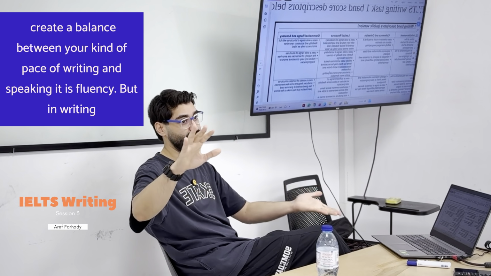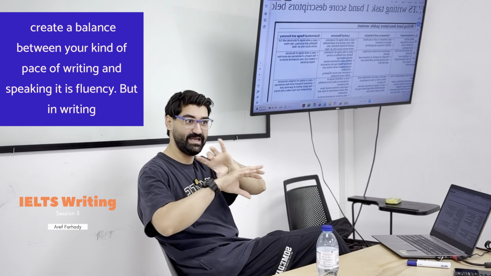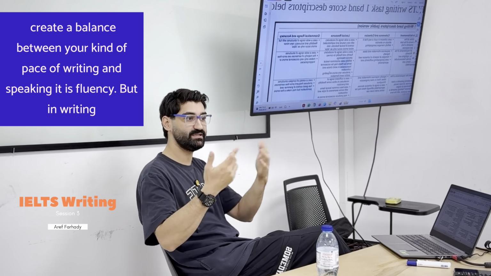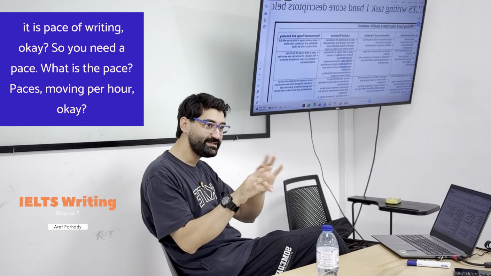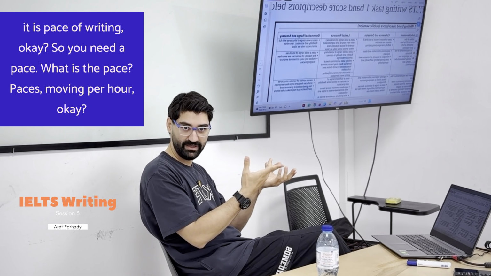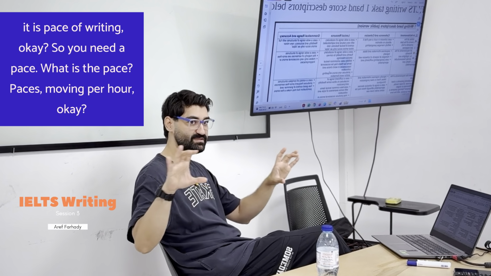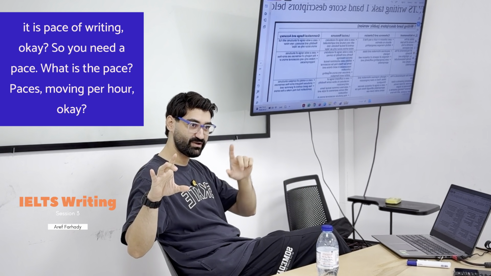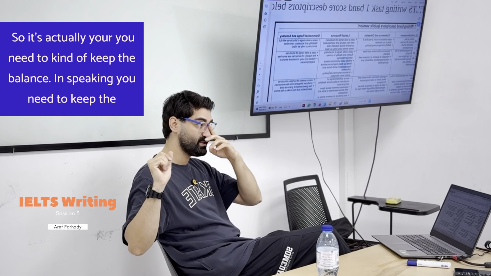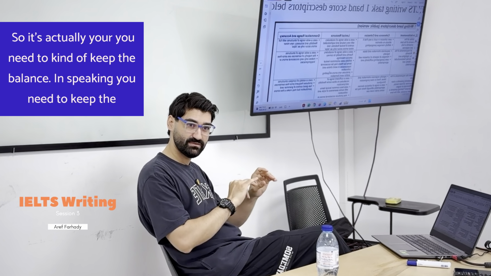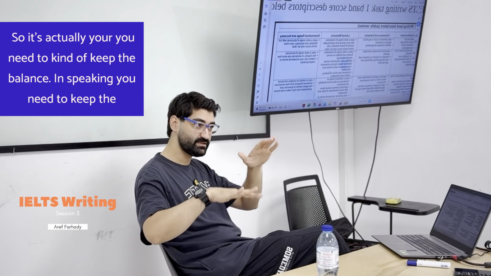You should create a balance in your pace of writing. In speaking, it is fluency. But in writing, it is pace of writing. Okay? So you need a pace. What is the pace? Pace is moving per hour. Okay? So you need to keep the balance.